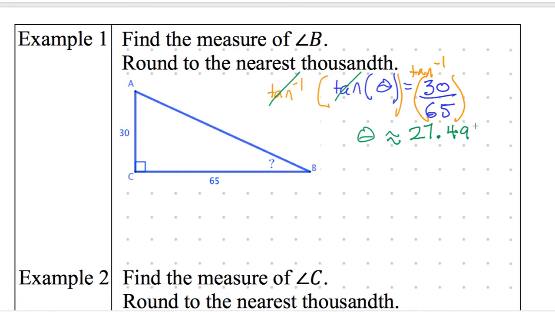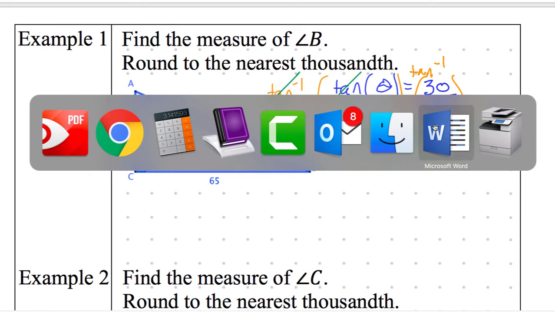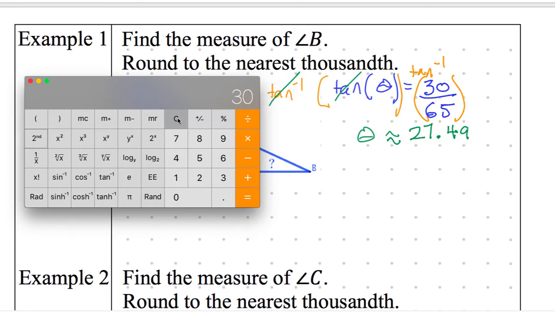27.49. 4.49, yeah, that is the right answer. All right, so let me show you guys how to do this on your calculator. Wait, I got 11.4. You're wrong. Well, you did it wrong. You're wrong. All right, so make sure that radians is showing in the bottom left-hand corner.